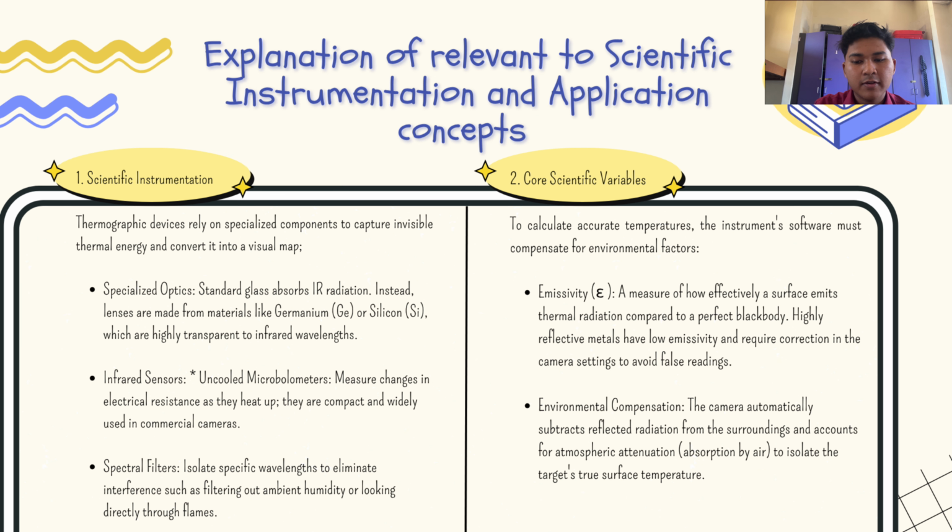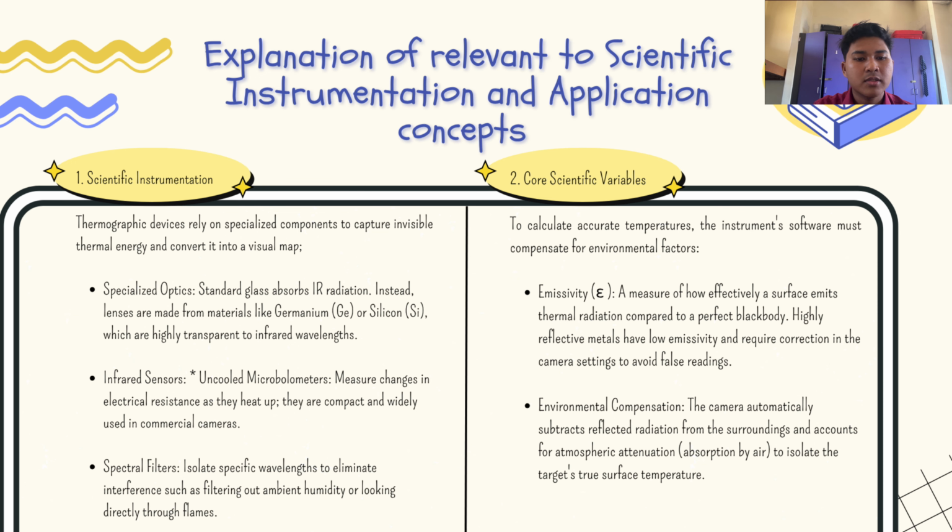Second one is infrared sensors. Uncooled microbolometers measure changes in electrical resistance as they heat up. They are compact and widely used in commercial cameras. The third one is spatial filters. They isolate specific wavelengths to eliminate interference, such as filtering out ambient humidity or looking directly through flames.